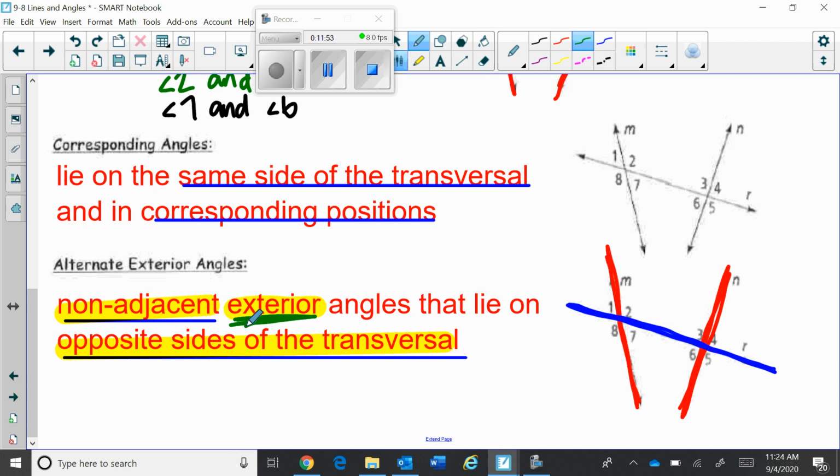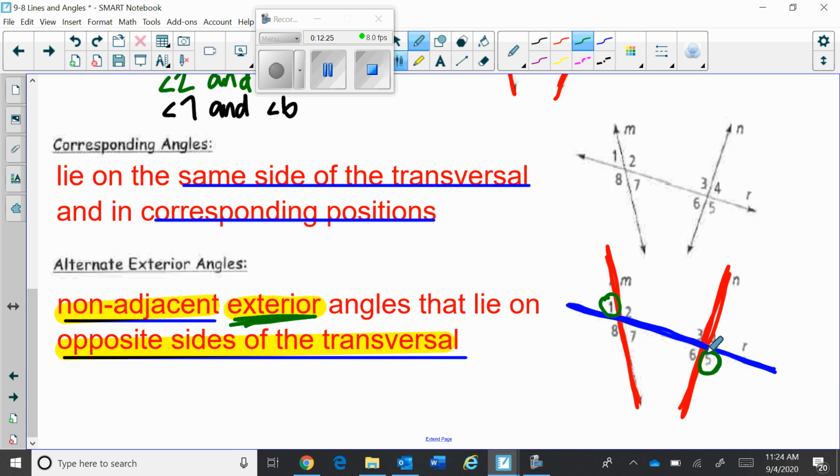Okay. So exterior angle, so if we start with angle 1, our alternate exterior angle, we are still on the outside, so we're looking at 8, 4, and 5. We're non-adjacent, so we are not side by side, so it can't be 8. And we're on opposite sides of the transversal. So 1 is above the blue transversal line. So we're going to go with 5.